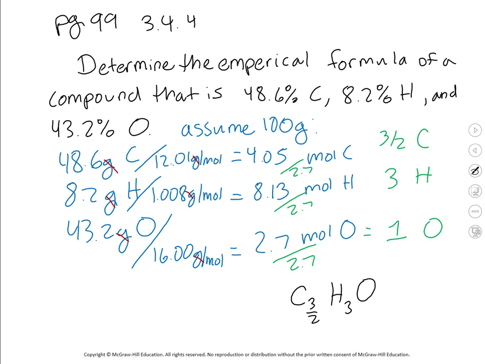Now, in the last lecture, when we were balancing equations and we balanced out the equation for the combustion of butane, we ended up with a fraction temporarily in order to balance it. What did we do to get rid of that fraction?